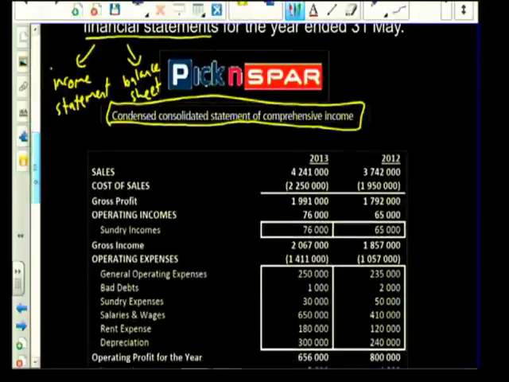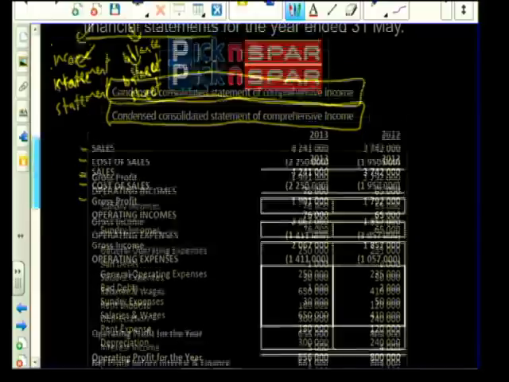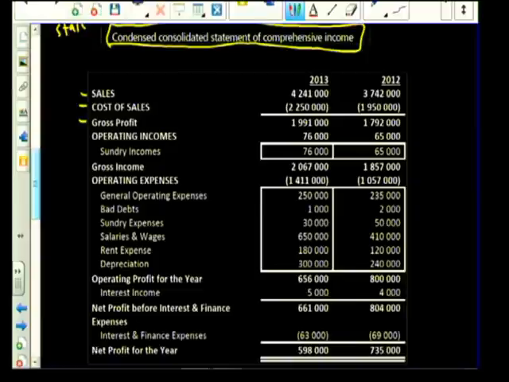But the format is exactly the same, because if you look at this condensed consolidated statement of comprehensive income, you will see that it starts with sales and cost of sales and then has gross profit. So it's exactly the same as an ordinary income statement. Don't let the name of it fool you, because you will sometimes get different names for the same object. So this is our income statement basically, and you can see that they've given it to us for 2 years, in 2012 and in 2013.